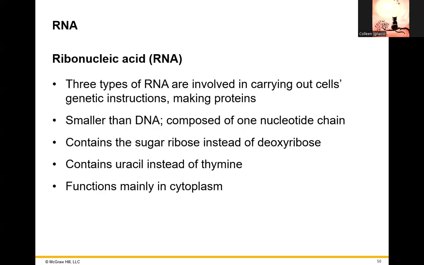Okay, so let's take a look now at RNA, ribonucleic acid. So there's different types of RNA. We won't necessarily focus on the three different types, but just know that they're smaller than DNA. They contain a sugar ribose instead of deoxyribose, and uracil is present instead of thymine. So in RNA, your adenine is going to bind with uracil instead of binding with thymine. And RNA functions mainly in the cytoplasm. And when we talk about the cell, you're going to see RNA is present in your ribosomes.